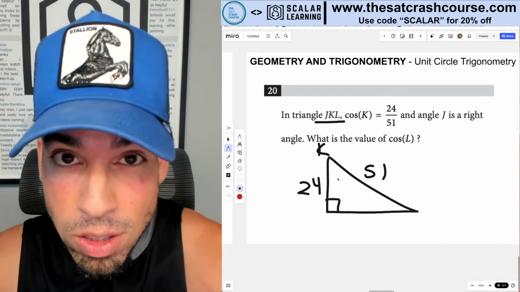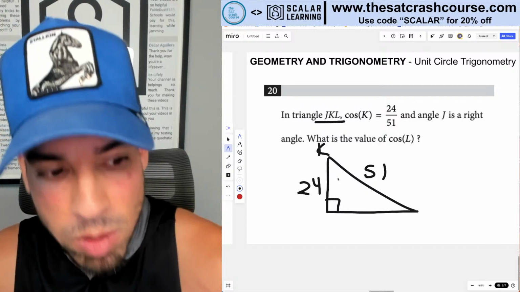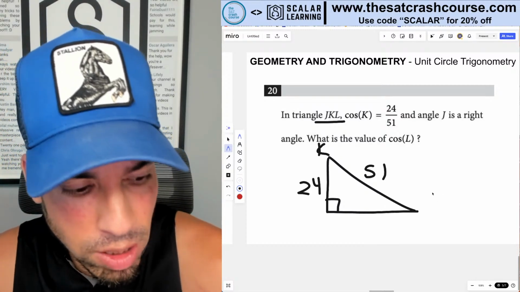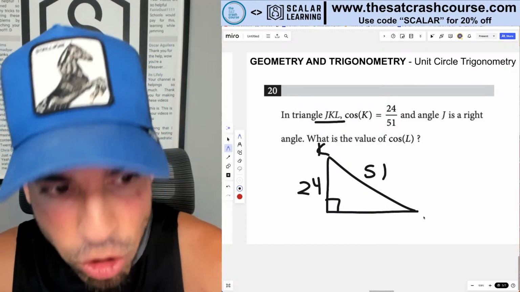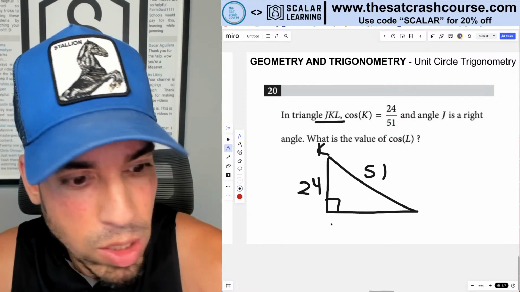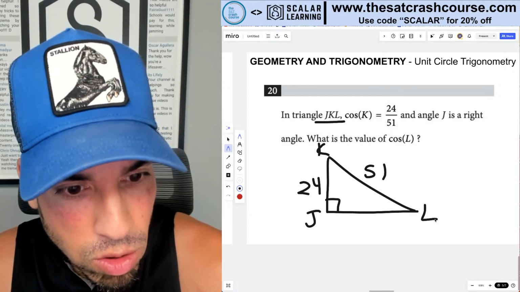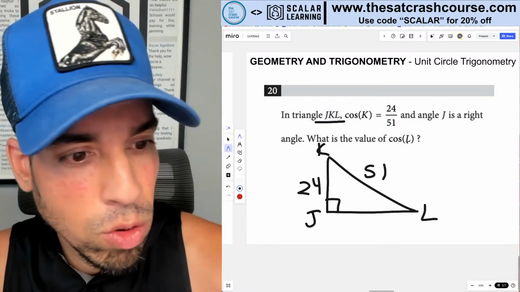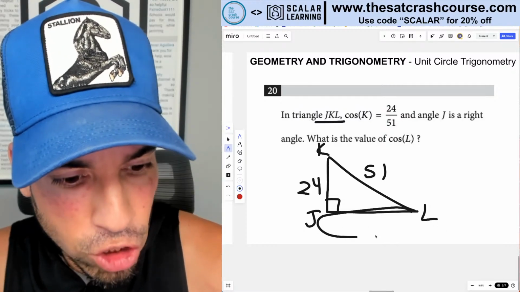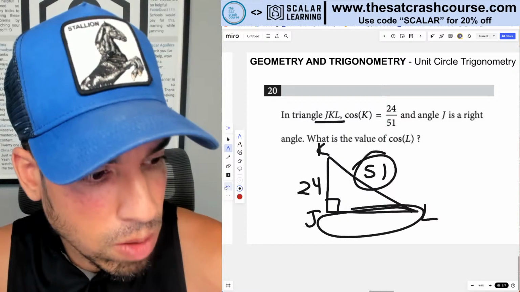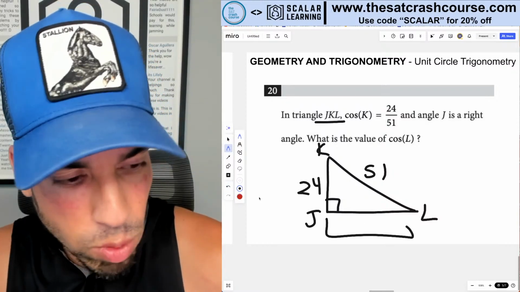Does it really matter at this point when we're setting up the triangle? No, it's fine. This is good enough just to get a rough idea of a potential triangle that works. And we know that J is our right angle. That means L's got to go down here. So now it's asking, what is the value of cosine of L? That would be adjacent over hypotenuse relative to L. So that means we've got to figure out this side before we can get our answer.